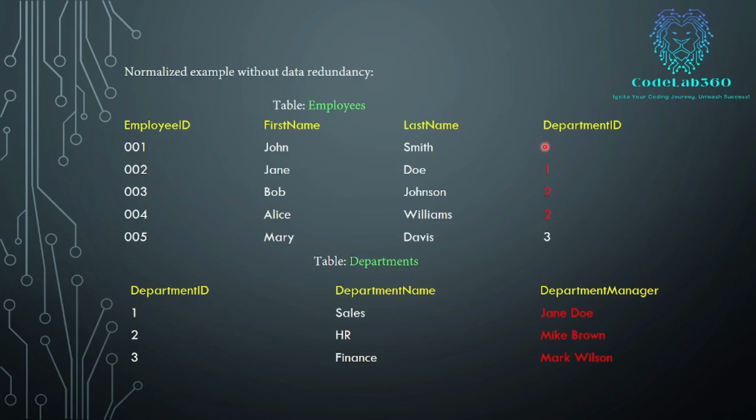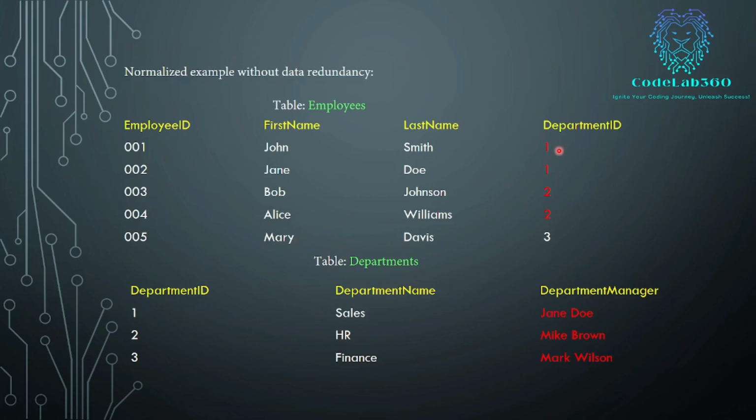Instead of putting the department name and department manager name in the employee table, we put the department ID in the employee table. So it refers to the department manager name and department name all together through the department ID. So you can see this is a unique or primary key. Because of this department ID column we can find which department and who is the department manager of that particular department.